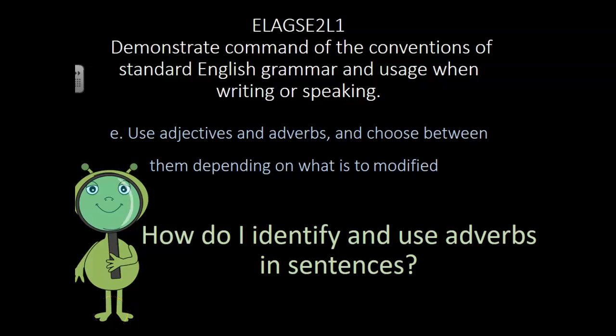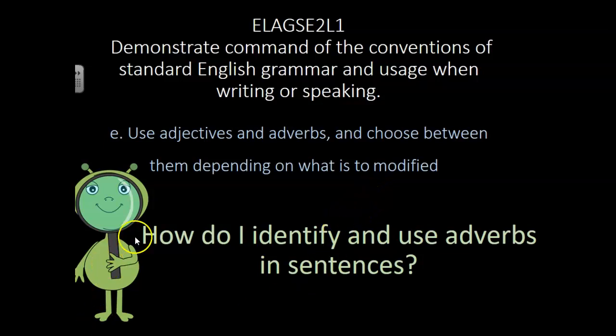Okay, boys and girls, let's continue to learn about adverbs. Our essential question: how do I identify and use adverbs in sentences? By the end of our lesson today, you should be able to do both. Our standard says to use adjectives and adverbs and choose between them depending on what is to be modified.